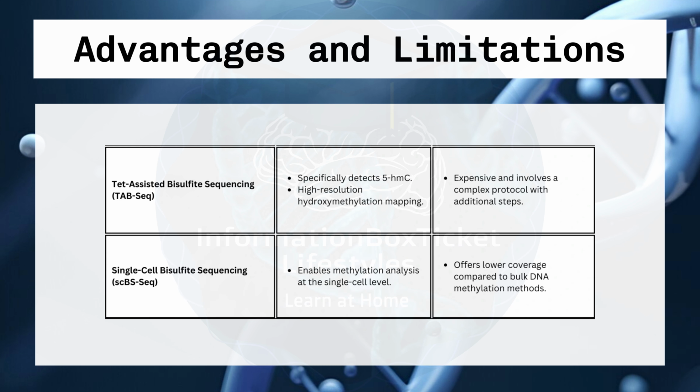Lastly, single-cell bisulfite sequencing, SCBS-seq, enables analysis at the single-cell level, but offers lower coverage compared to bulk DNA methylation methods. Each method has unique benefits depending on the research needs, whether it's resolution, cost, or input requirements.